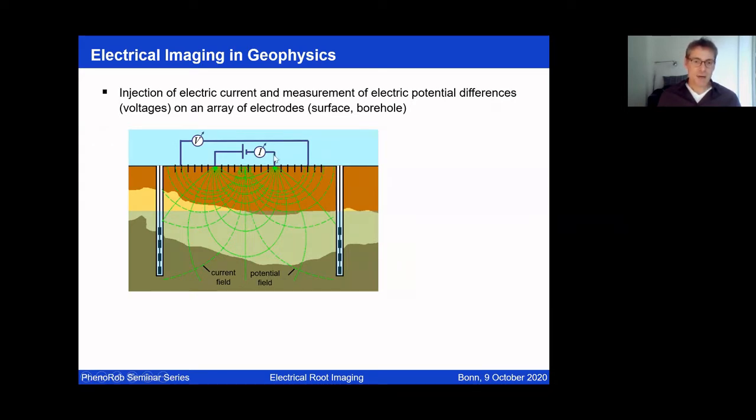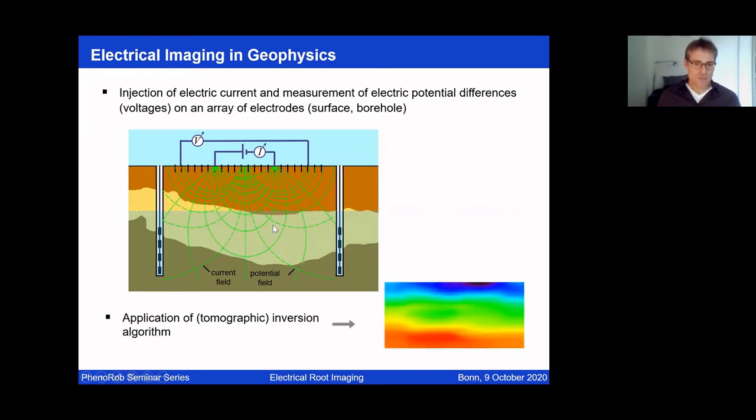And by doing that now in a way surrounding a target region by as many electrodes as possible, and then systematically varying this 4-electrode measurement setup, you can collect a set of resistance or impedance values, that is measured voltage over current, and apply tomographic inversion algorithms to turn all these individual measurements into a single image, 2D, 3D, of the electrical properties. And the whole theory and modeling is implemented in a continuous macroscopic manner.